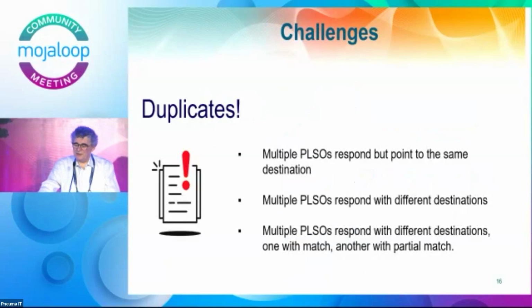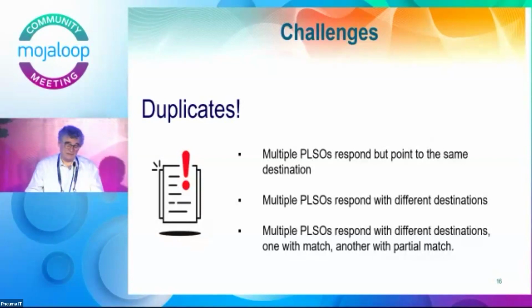There are, of course, challenges with this. Duplicates is the most obvious one. I'm going to suggest, actually, that one of the things that we might have a work stream about in the next PI is finally to grasp the nettle of duplicates and see if we can figure out a solution to it. But the sorts of things that might happen is multiple PLSOs, multiple directories respond, but they all point to the same DFSP. It might also be that multiple PLSOs respond with different DFSPs because the same identifier relates to an account at different institutions.